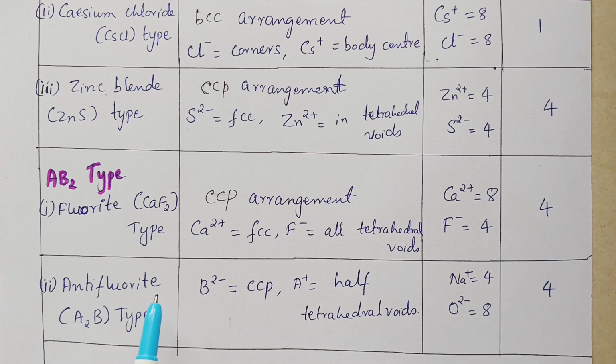Second is anti-fluorite, A2B type. Here the anion B2 minus has CCP arrangement and the cations A plus occupy half of the tetrahedral voids. The coordination number of cation would be 4 and the coordination number of anion would be 8. Formula units per unit cell is 4.